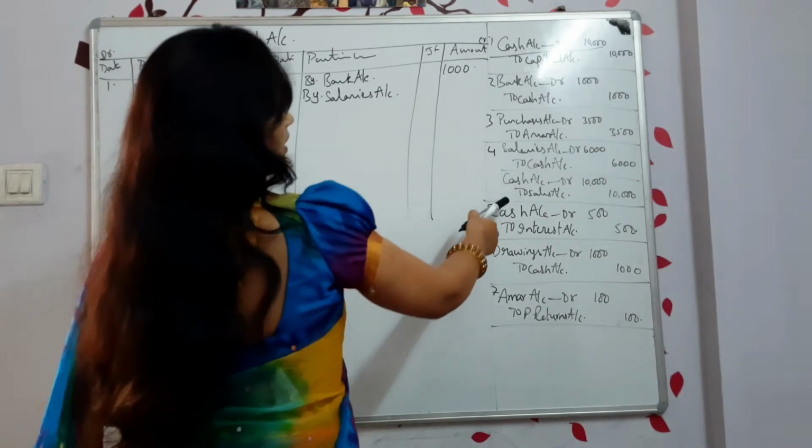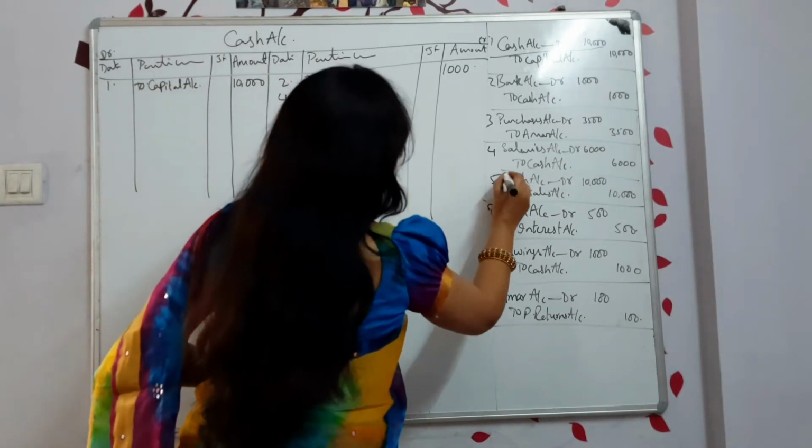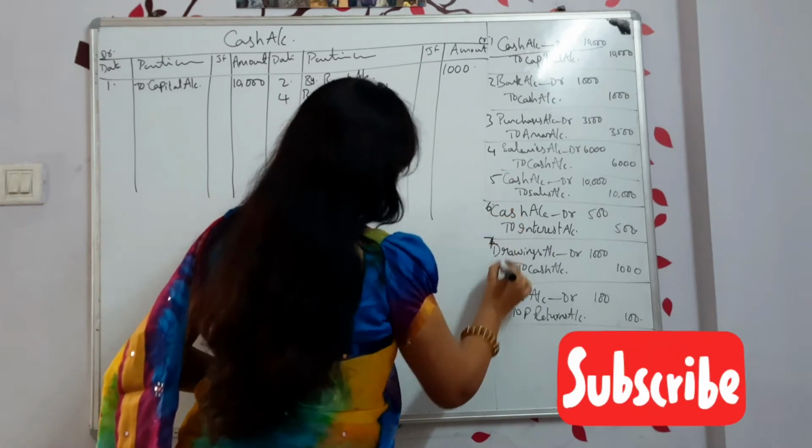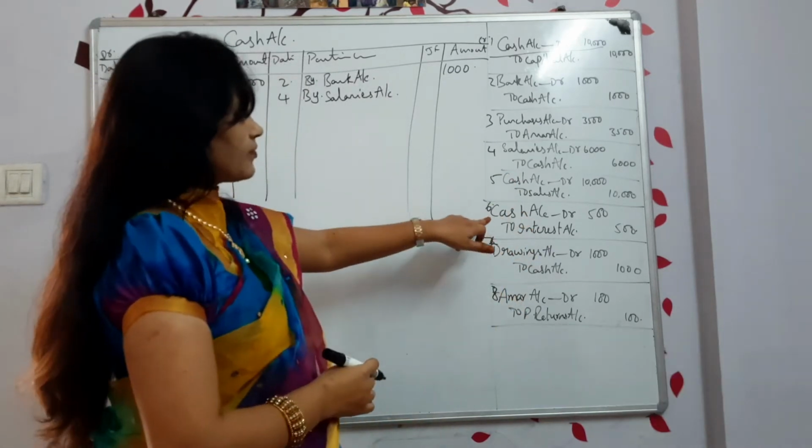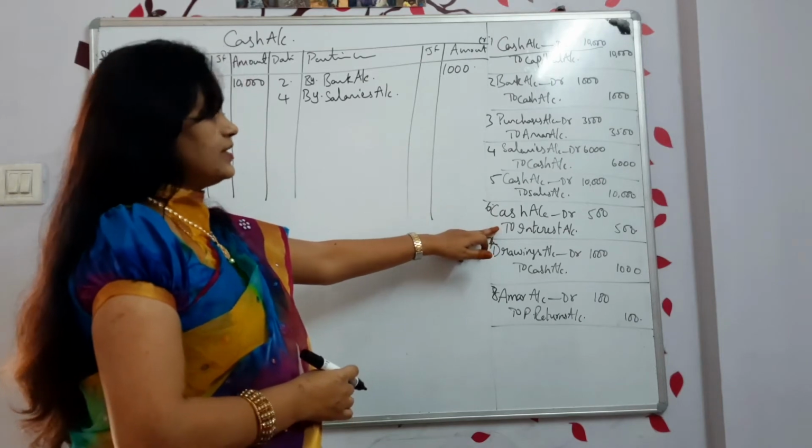Okay. Next. So this is the 5th one, and this 6th, 7th, 8th. Okay. Cash account debit to interest. No.